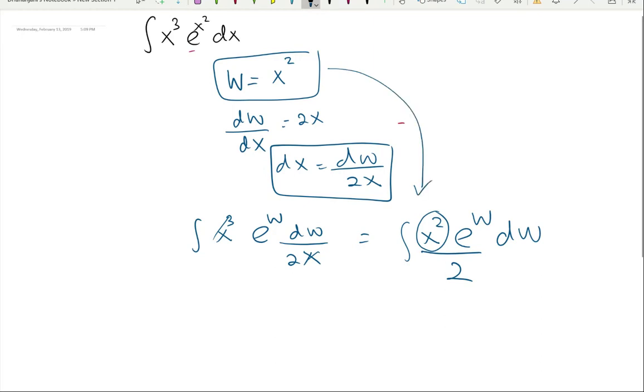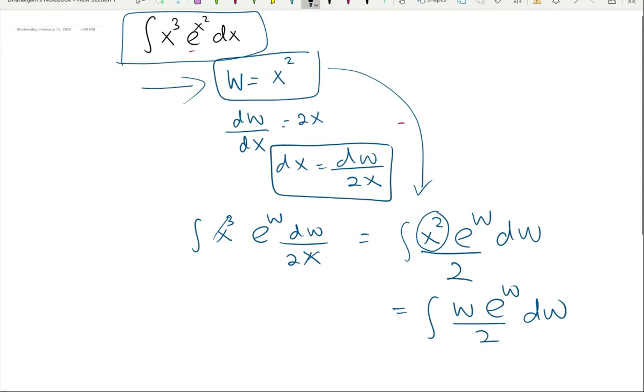If we didn't cancel out every term, we can go back to the substitute. That is something we discussed in the integration by substitution series. We can go back to the substitute and see whether we can get any help. Actually, in this case, yes. x squared is w. So this is w e to the w over 2 dw. So I converted this integral to this integral here.